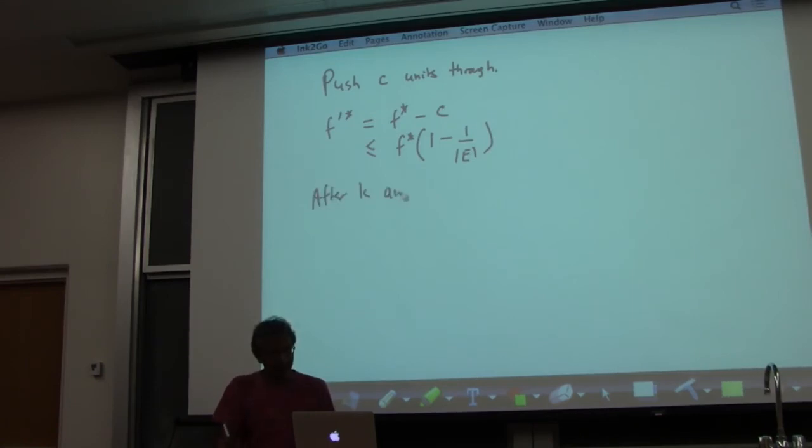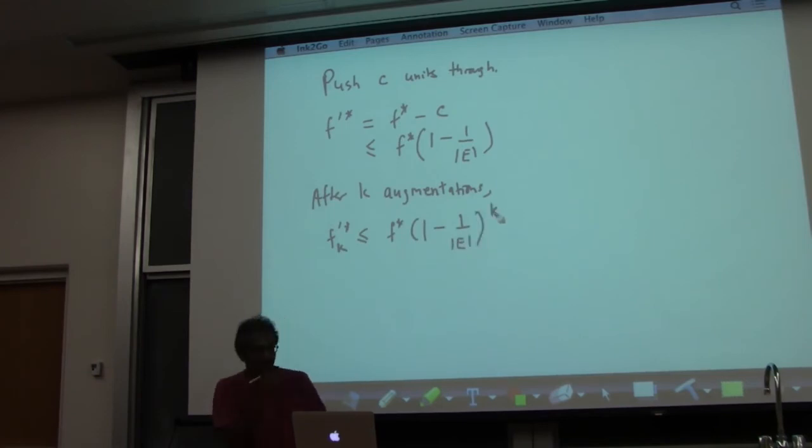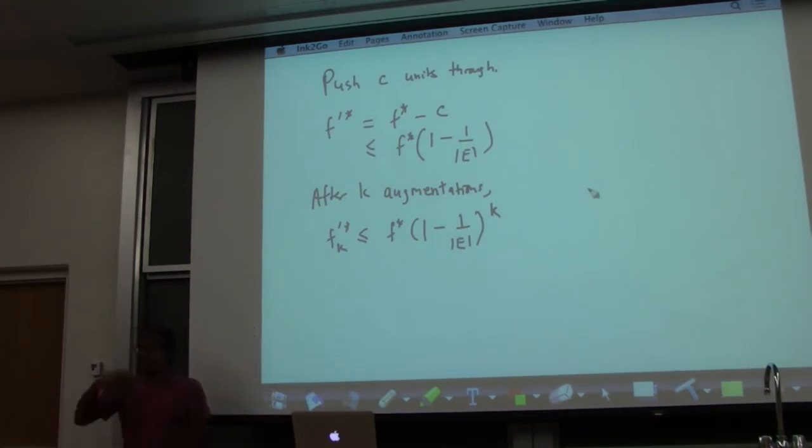k augmentations, the new F star, so we'll call it F prime star, is less than or equal to F star times 1 minus 1 over e to the k. Because at every step you multiply this factor. At every step you're saying, and remember, because of the genius of the residual graph, I can treat every iteration as a brand new argument and make the same argument I just made before.